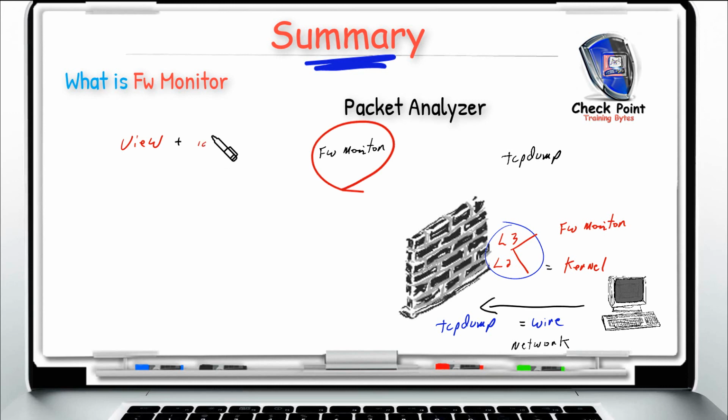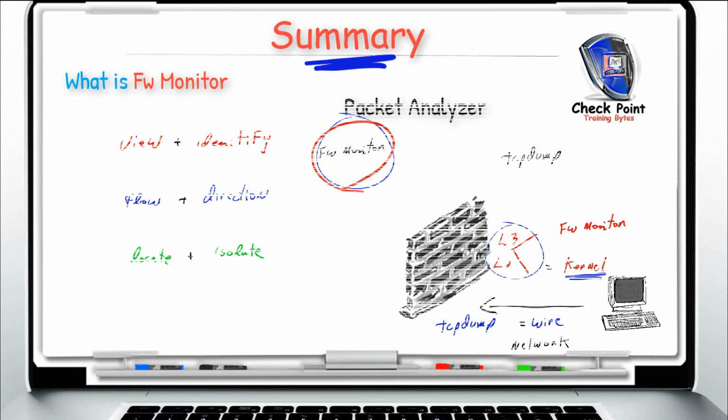And we also discussed how the FW Monitor is used to help you view and identify packet flows and packet direction within the kernel, which can help you to locate and isolate where, how, and when the packets are being processed, which can help you identify the issue or problem within the firewall kernel, all within the perspective of the direction of the traffic flow.